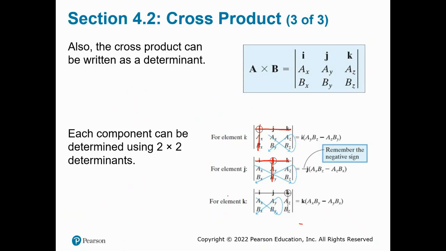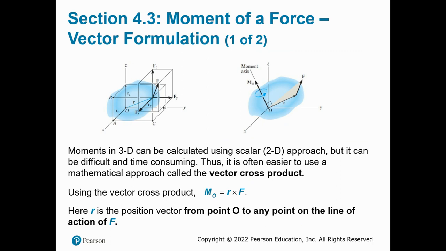And then the k component, similarly, we're going to get rid of the row and the column that contains the k component. And then over here, we're going to do the cross and subtract: Ax By minus Ay Bx. Okay, and the last term over here is going to be a positive term.